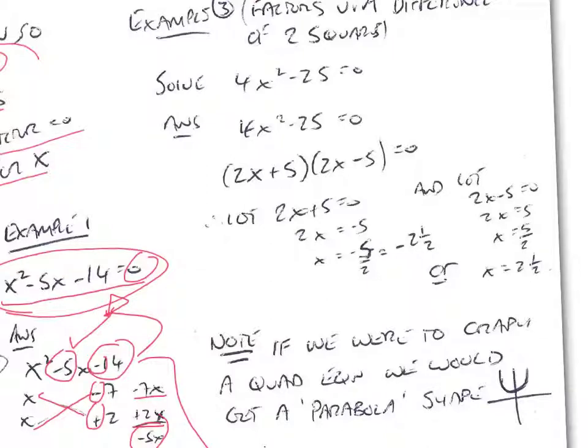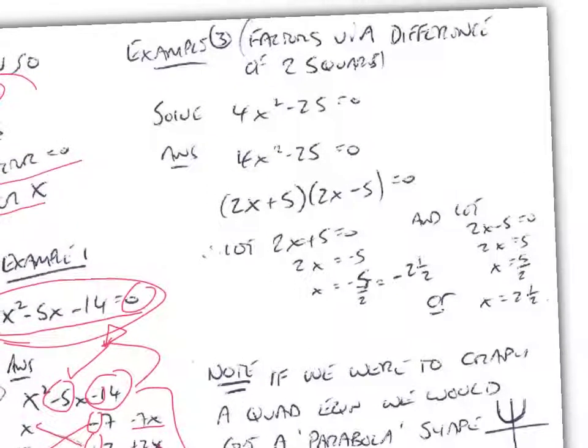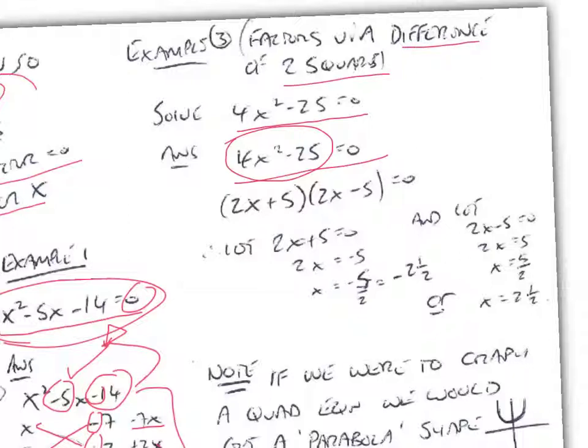Now we'll find the factors of a quadratic equation. This time we'll use the difference of two squares method, which we met in chapter 2 as well. So let's solve 4x squared minus 25. So here we go. 4x squared minus 25 is equal to 0. The factors of this equation via the difference of two squares is the square root of 4x squared, which is 2x, plus 5 multiplied by 2x minus 5, the square root of 25 there.